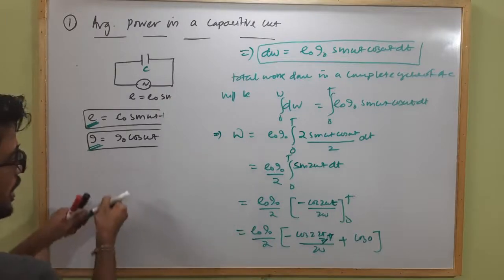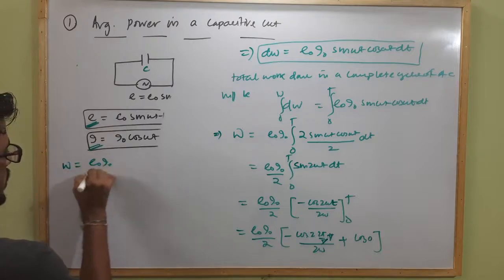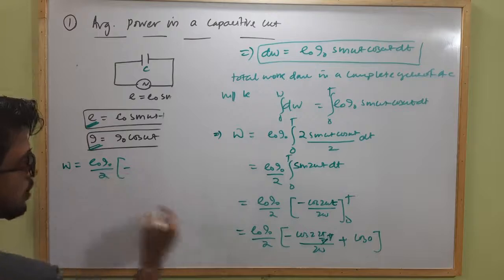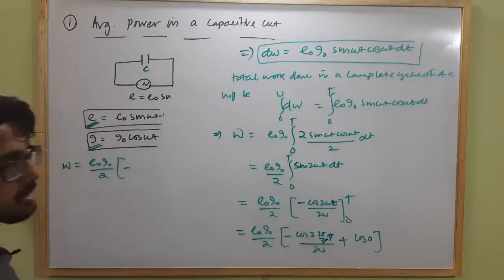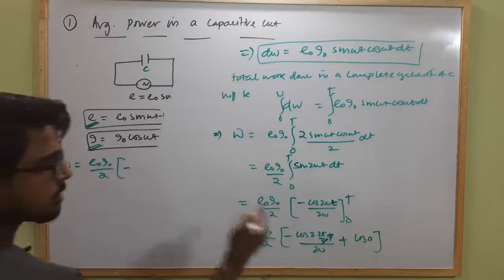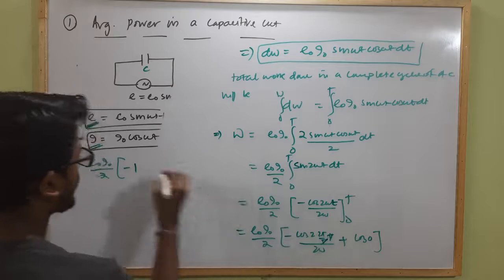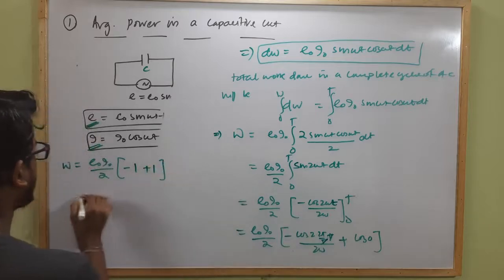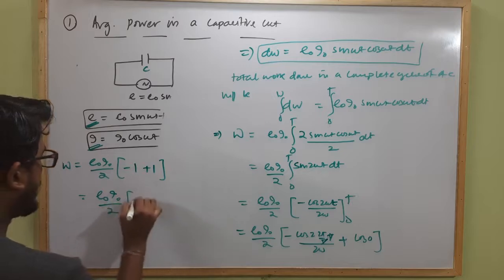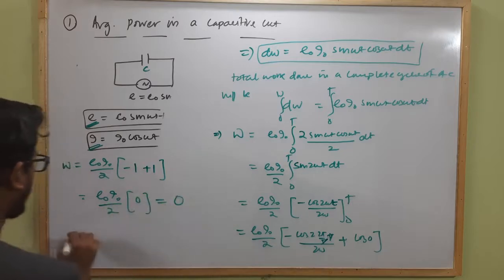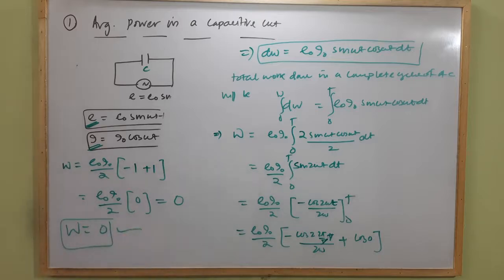So from this we can write the total work done W equal to E naught I naught by 2 into minus cos 4 pi. Cos 4 pi is how much? 1. So minus of 1, it will be minus 1 plus cos 0 will be how much? 1. So this will become E naught I naught by 2 into 0. So total work done W equal to 0. Clear?